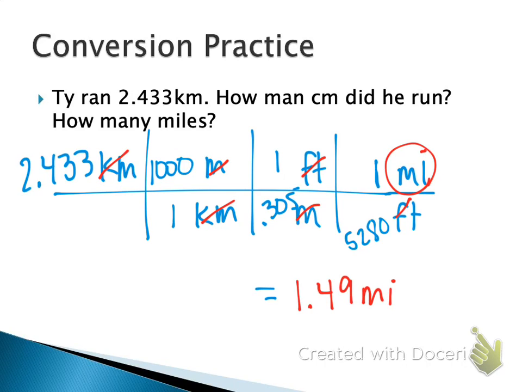Cross-country runners, does that seem about right? Right, a 5K is roughly 3 miles, a little over 3 miles. Right, so we're running a little under half of a 5K. So, what did you say the number you got was? I got 1.49 miles.